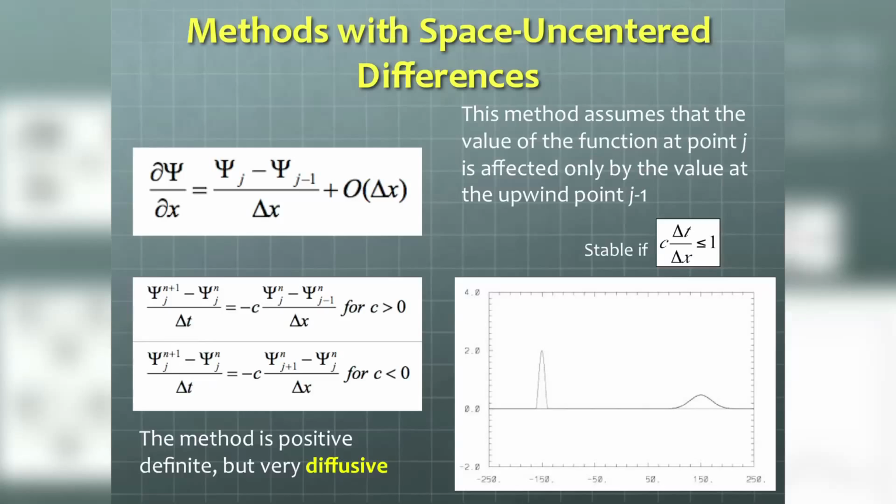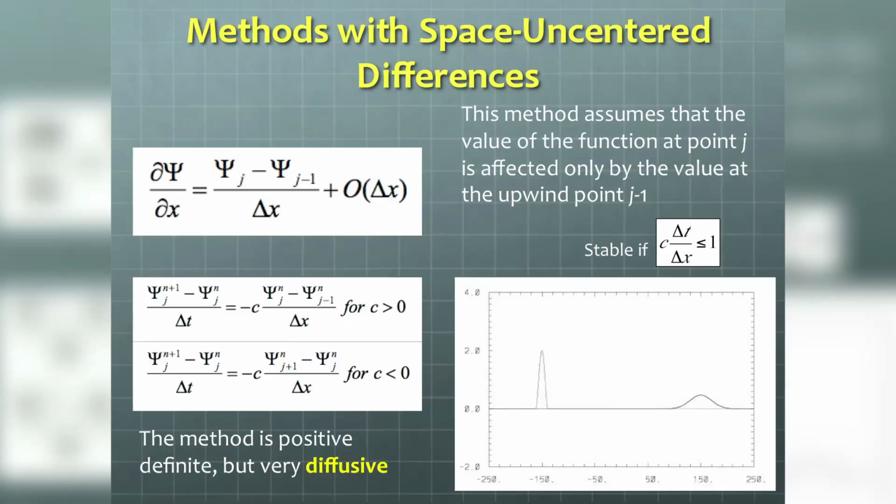It has a big advantage. The solution is always positive, but it's very diffusive. In fact, you can see here a signal that I'm going to move to the right, and after a while the signal has this shape. I have not really preserved my shape. I have diffused my shape. It is stable again if this criteria is realized.